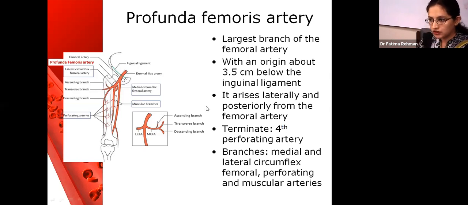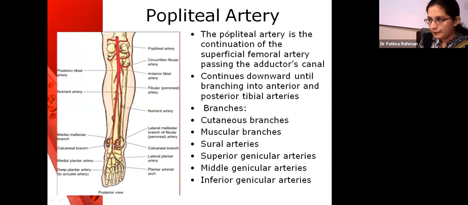Moving on further. Now the popliteal artery. Popliteal artery is actually the direct continuation of the femoral artery. The femoral artery, sometimes the proper femoral artery, which is located on the anterior aspect of the thigh, may be labeled as the superficial femoral artery in contrast to the profunda femoris artery.